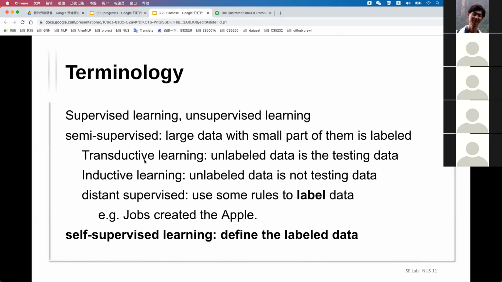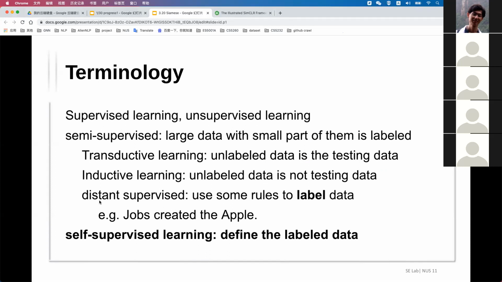For transductive learning, the unlabeled data is the testing data. And for inductive learning, the unlabeled data is not the testing data, that means it is the training data. Yes, not testing. So the methodology reported by Ruofan just now can be considered inductive learning, if you use this classification method.